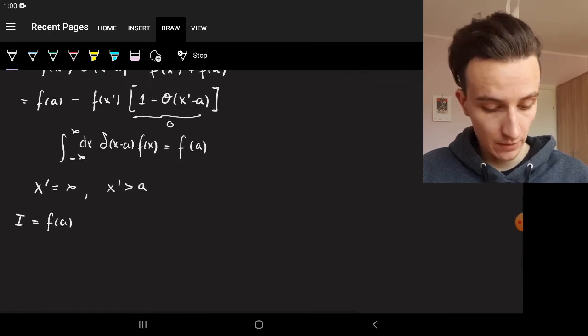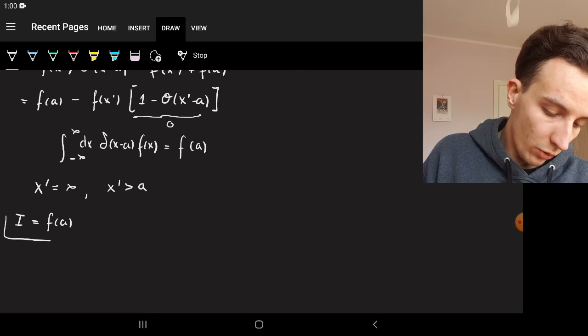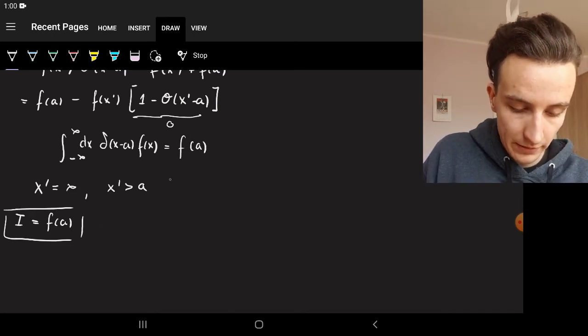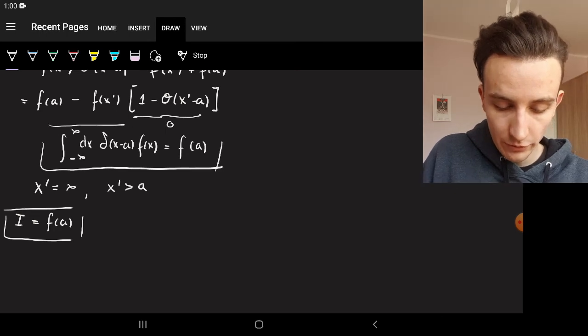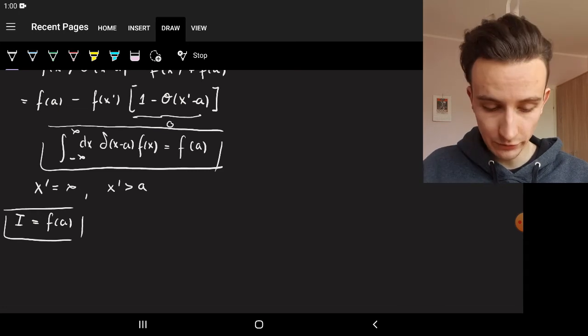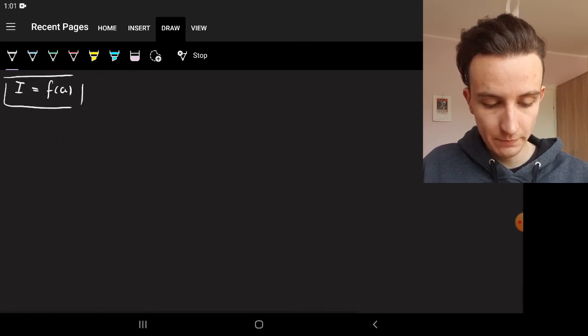There you go. So over the whole interval, the integral dx, well, I'm not going to write it again, but this holds over the whole interval. So if we know this, then we can also figure out the Fourier transform of the delta function.